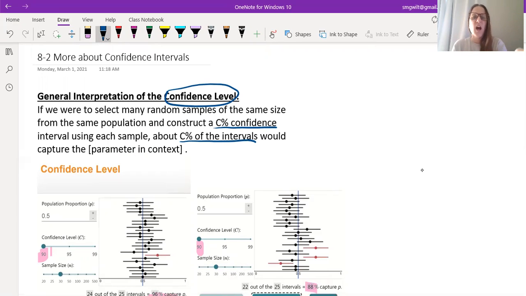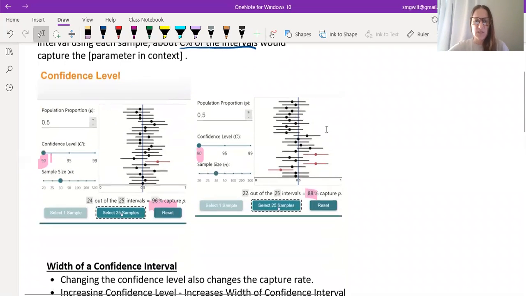One thing to notice, it says samples of the same size here. They're going to give you the sample size within a problem. So he uses this generator to talk about that confidence level. He picks a population proportion of 50%, a confidence level of 90%, a sample size of 30, and then he just picks 25 samples, right?